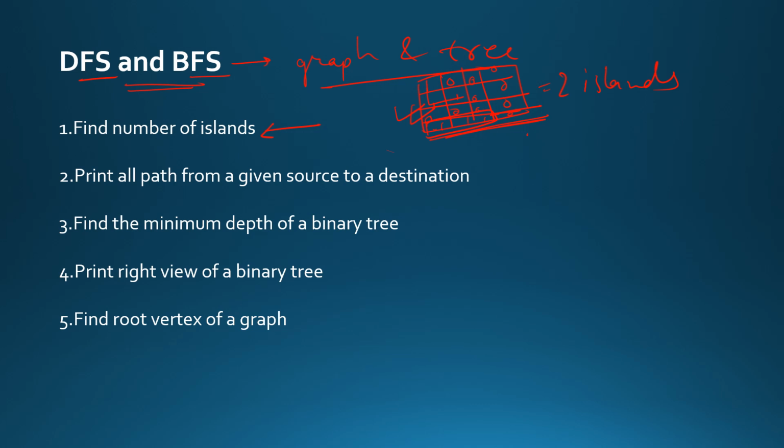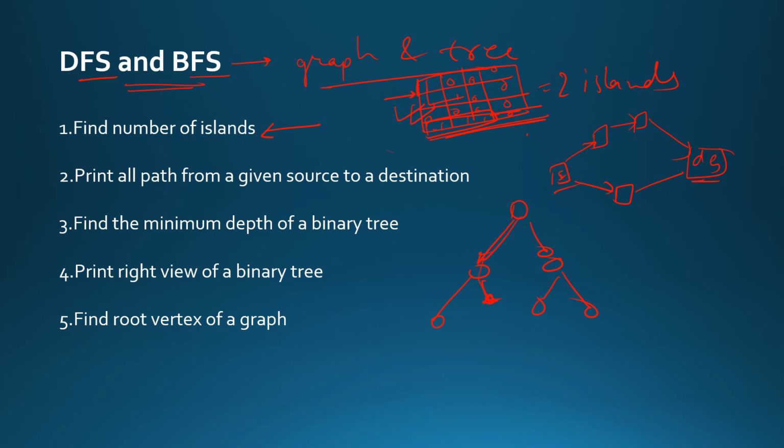Another example is print all paths from a given source to destination. Like some source is given, we have some destination in here. There are different routes, like it's going from some other location, right, and coming here. So these are the paths, and I have to find all the paths which are going from source to destination. Find the minimum depth in a binary tree. Again, in a binary tree, you are given left and right children. So we have to find the minimum depth.